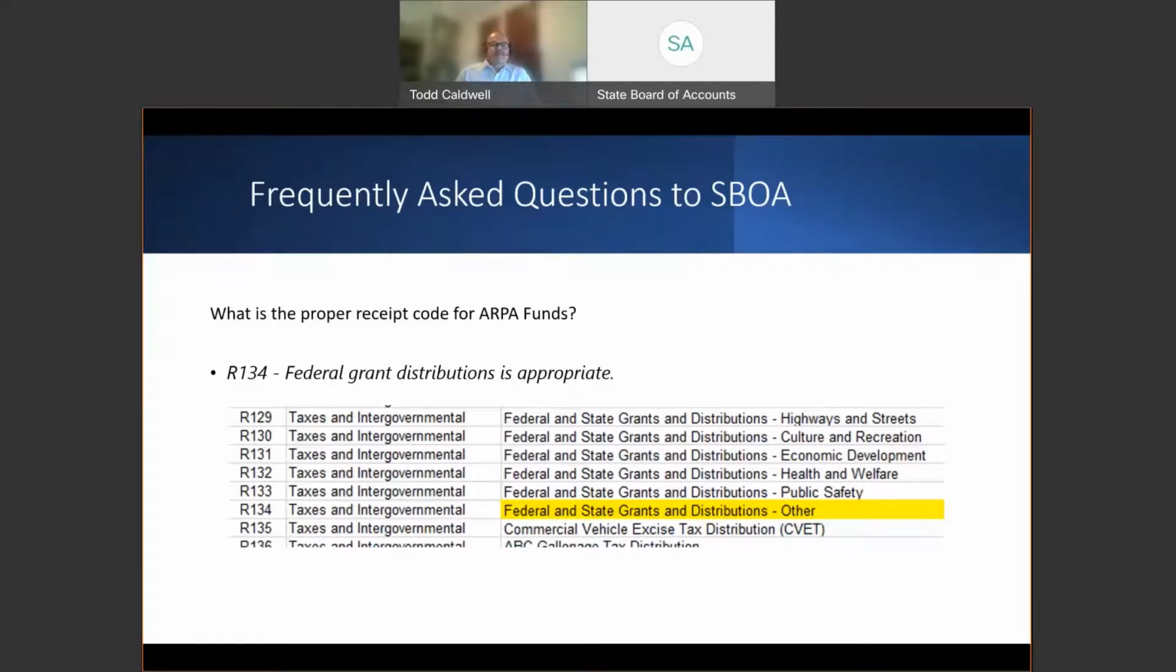We've had questions about the proper receipt code for the ARPA funds. R134, federal grant distributions, would be appropriate. This little screenshot is from that listing. If you go into Gateway, the fund codes and the receipt codes and the disbursement codes, R134 would be appropriate, just as other.